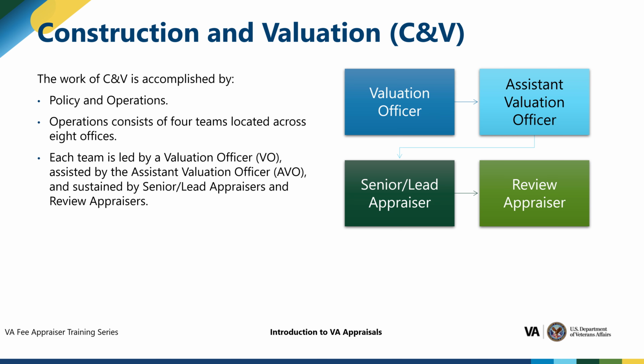The work of C&V is accomplished under the Policy and Operations business lines. Operations consists of 4 teams located across 8 offices. Each team is led by a valuation officer. Appraisers can expect regular interaction with senior or lead appraisers and review appraisers assigned to the team with jurisdiction over their geographic area.